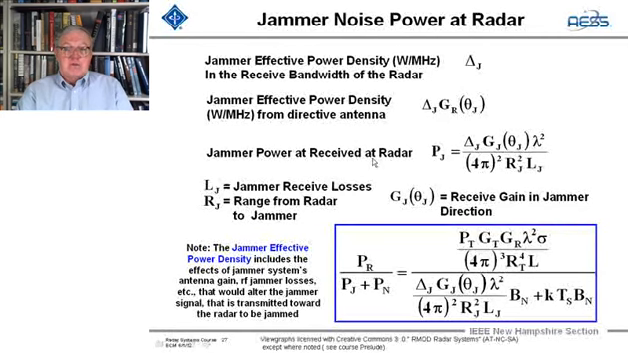And the jammer power that's received has added to it these other factors, which are the loss in the jammer, the received gain in the jammer's direction. Now that gain would be big if you were in the main beam of the radar, and it would be much lower if you were in the side lobes. Okay? And R sub J is the range from the radar to the jammer.